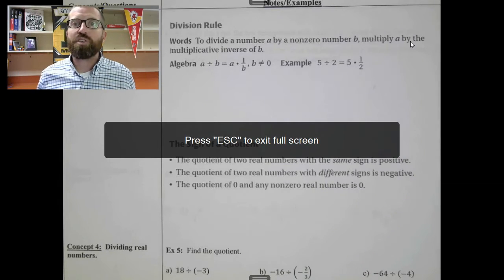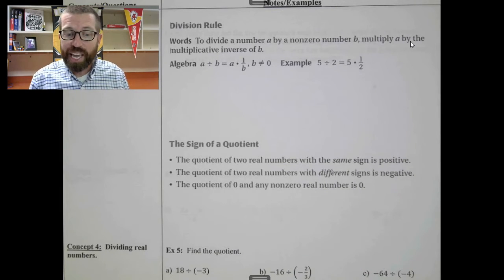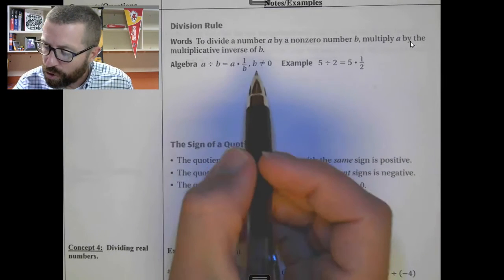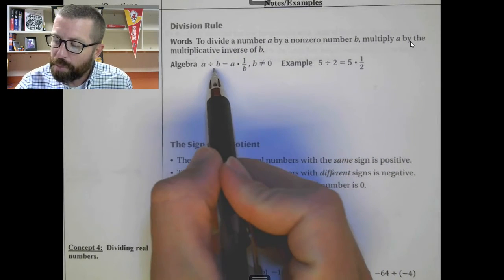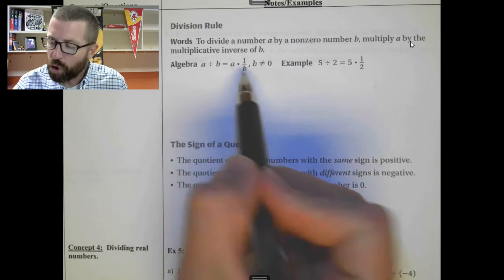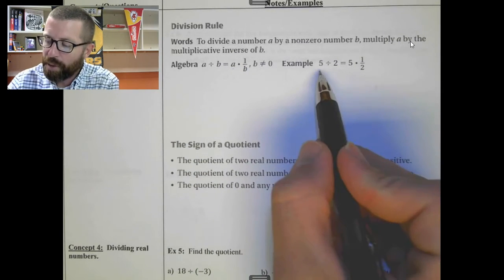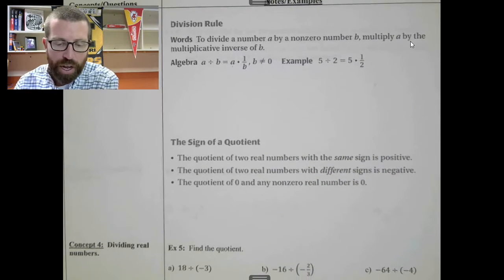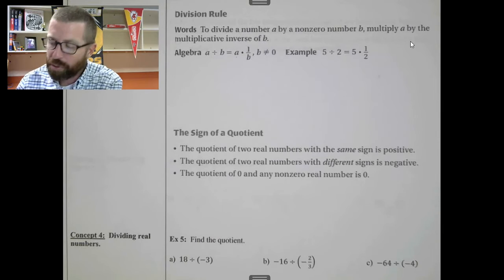About division, and division is really just a special type of multiplication. To divide a number, you just multiply it by its inverse. And so this a divided by b is really the same thing as a times 1 over b. And so 5 divided by 2 is really 5 times 1/2. The sign rules follow the same as multiplication.